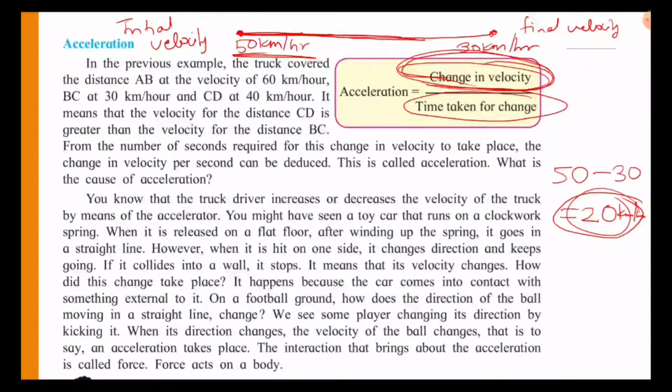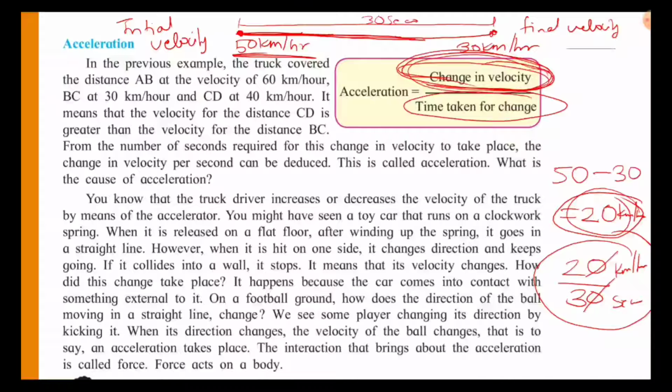Now how much time has it taken to change? Suppose it has taken 30 seconds to change its velocity, then 20 upon 30. So 0 and 0 will get cancelled, 2 upon 3. And now what was the unit for change in velocity? Suppose it was kilometer per hour and here it was seconds, so here it will be seconds. So the unit will be kilometer per hour per second, and the acceleration will be nothing but kilometer per hour per second.